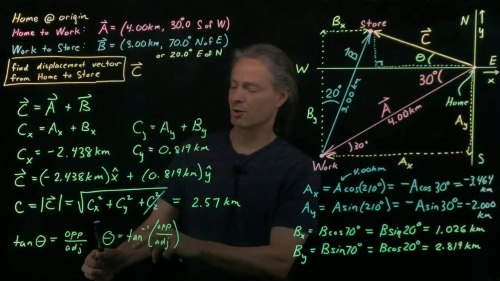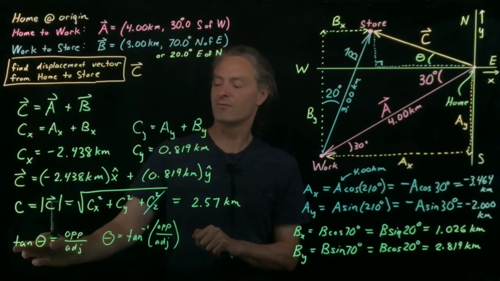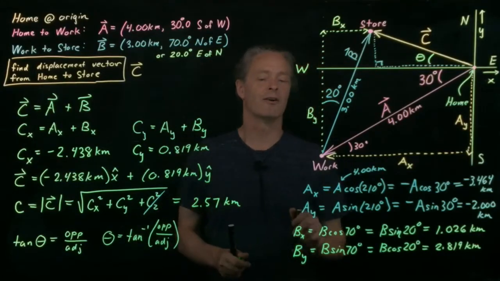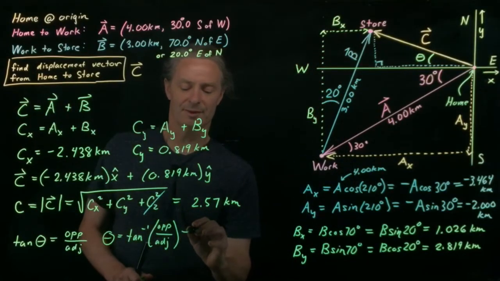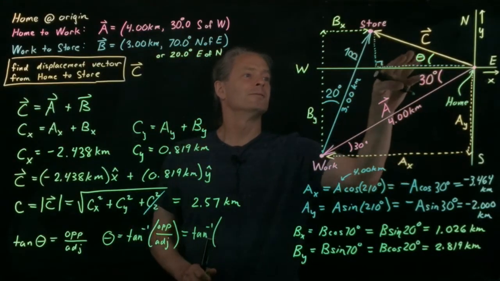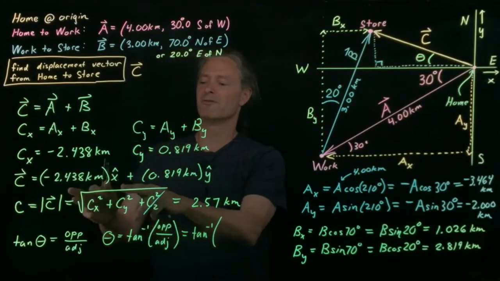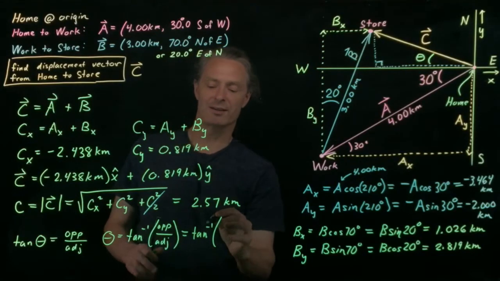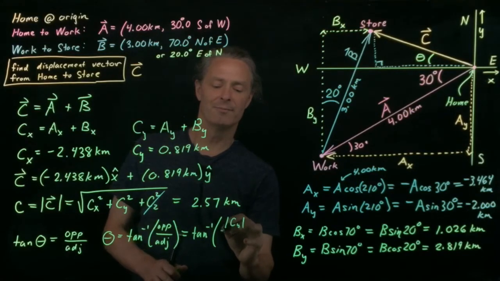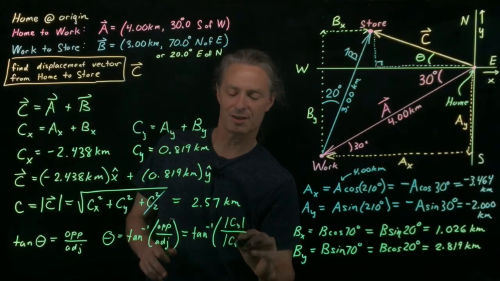All right, so to go from here to here, I take the arctangent of both sides. The arctangent of the tangent of theta gives me theta. The arctangent of this gives me that. Now the opposite side on this is just this, and I'm working with a physical triangle, so I'm just going to write it this way. The opposite side has a length, absolute value c sub y. The adjacent side has a length, absolute value c sub x, right?